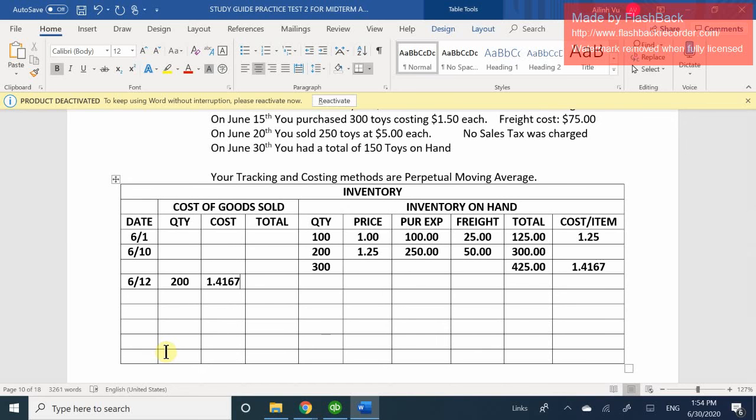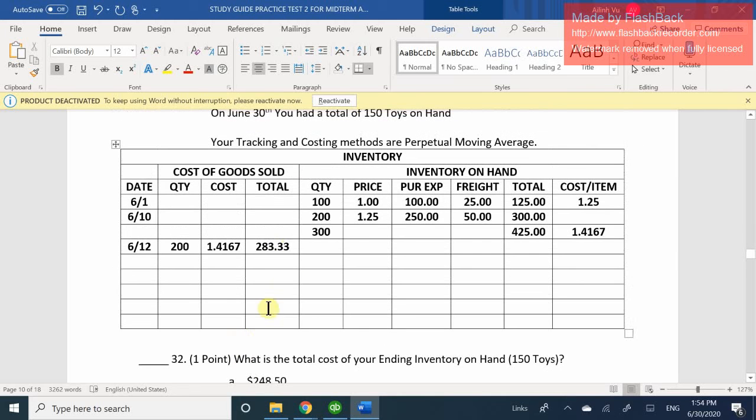Or, if you're not going to round till the end, make sure you do 425 and divide that by 300. Then you're going to multiply it by the 200. And what do you get? 283.33. 283.33 is the answer to that one. I'm not quite sure if I rounded this. I might have rounded it for this one, but go ahead, just keep going.